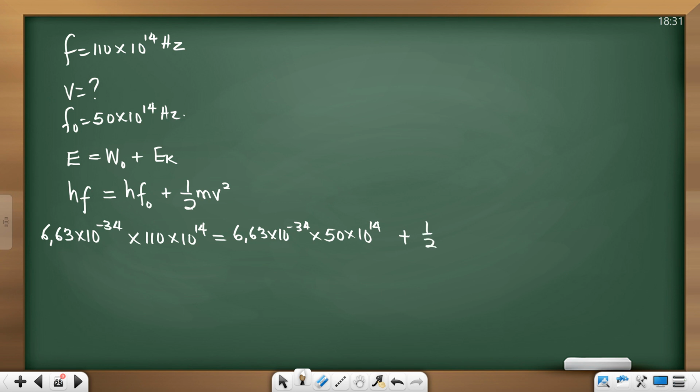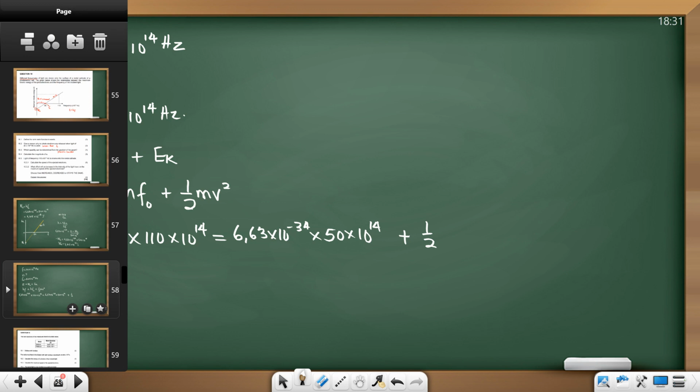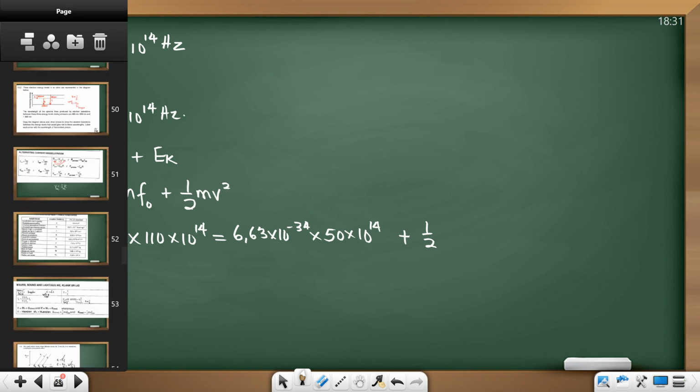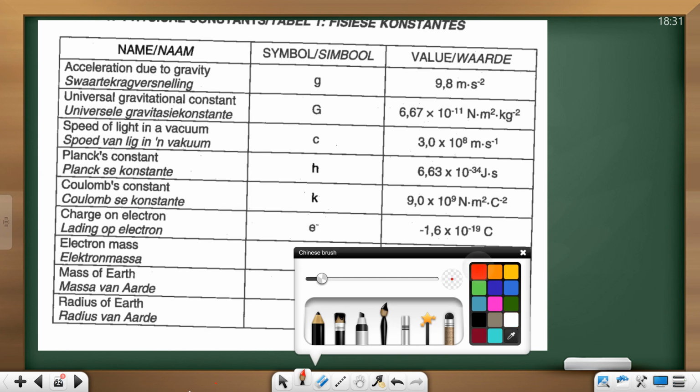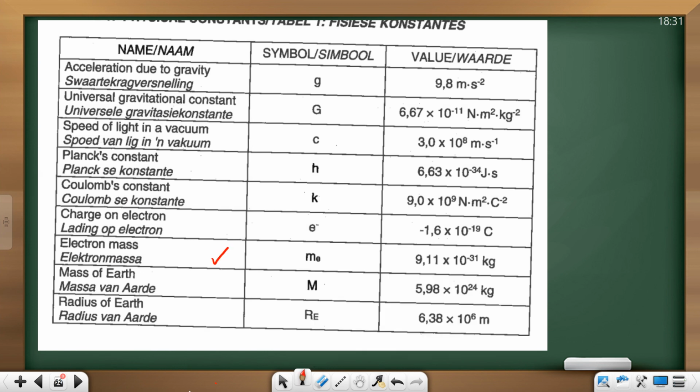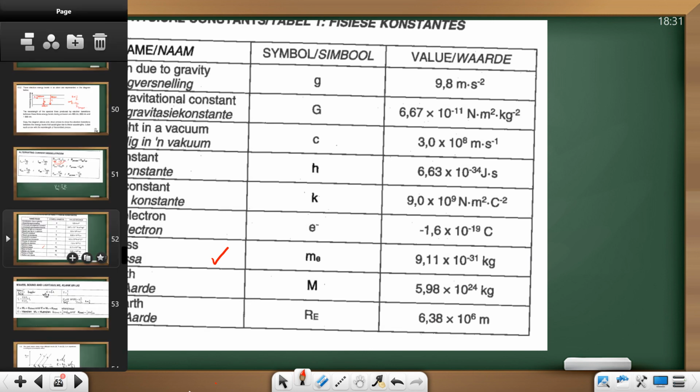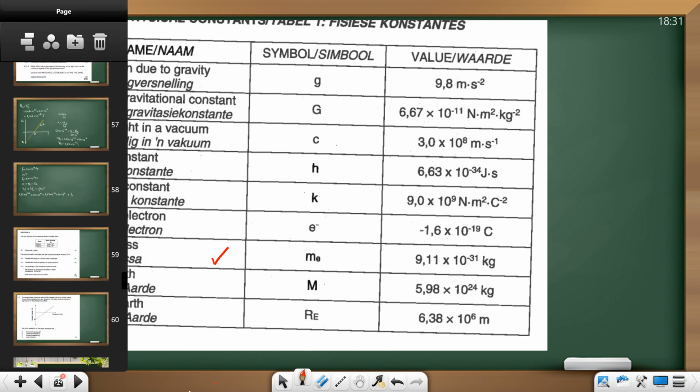Half. Now, some of us don't know the math. Let's go to our formula page so that you know where to find it. We are talking about electrons here. Check your formula page. Second to the last one on the constant. Electron mass. You see there? 9,11 times 10 to the power what? Negative 31. That's where we get the mass from.